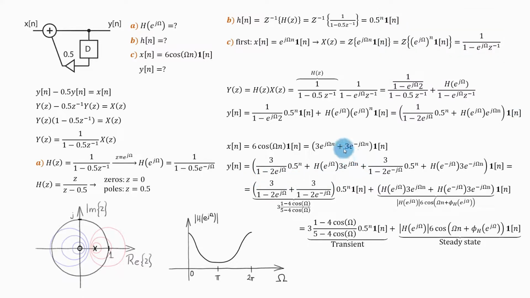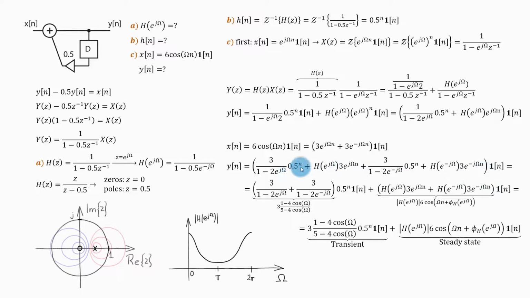And when I feed the system this exponential, I will get the same result as for this exponential, except my frequency omega will be negative. So I will get this, which is the same as this, except now my frequency omega is negative. So this will be the output of my system when this is the input. But this form is rather ugly and I can simplify it.